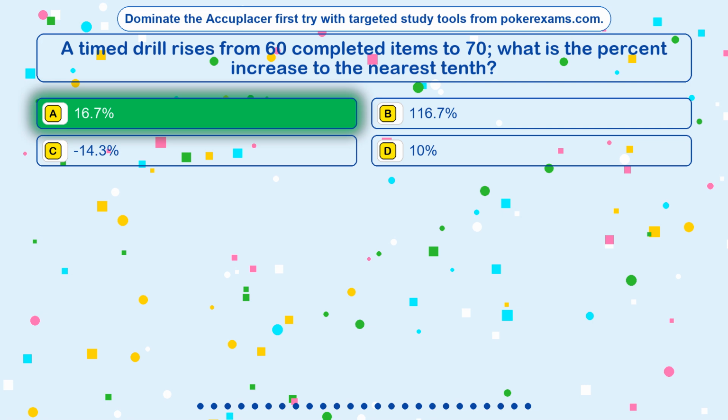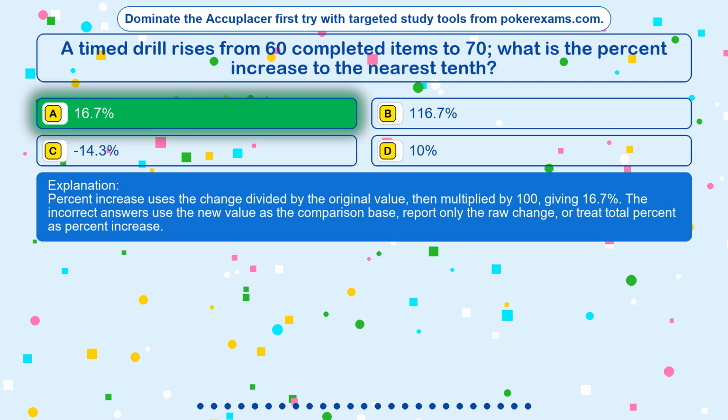The correct answer is option A, 16.7%. Percent increase uses the change divided by the original value, then multiplied by 100, giving 16.7%. The incorrect answers use the new value as the comparison base, report only the raw change, or treat total percent as percent increase.